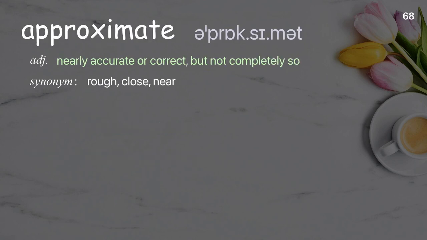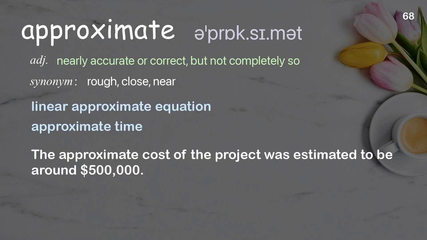Approximate. Nearly accurate or correct, but not completely so. Examples: linear approximate equation. Approximate time. The approximate cost of the project was estimated to be around $500,000.